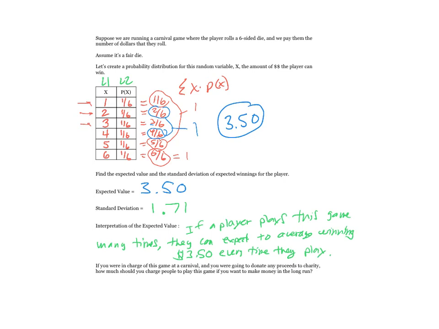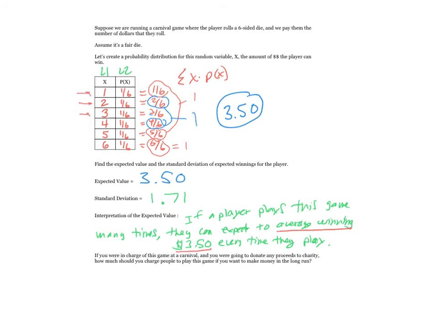Now, think about this for a second. In this game, can you actually ever win $3.50? Well, no, because you can't roll a 3.5. You could win $3 or $4, but you can't win $3.50. But what this means is if the player played many, many times, and many, many times could be thousands of times, if the player kept track of how much they won, they would average $3.50. And that's the key part of this, is that they'll average winning $3.50.